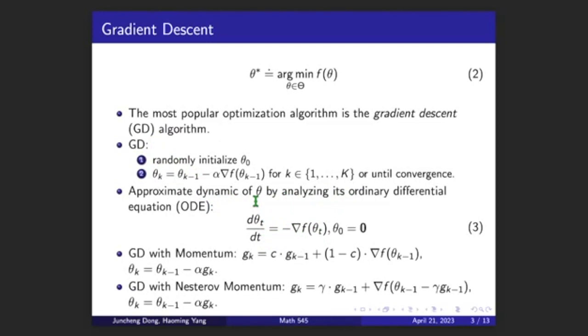There are two popular variations of gradient descent. The first variation is GD with momentum. In this algorithm, we combine the current gradient with the gradient in the last step, and then we move theta in this direction. The second variation is GD with Nesterov momentum. In this algorithm, we first compute the look-ahead gradient, and then we combine this gradient with the gradient in the last step. Then we move in this direction.